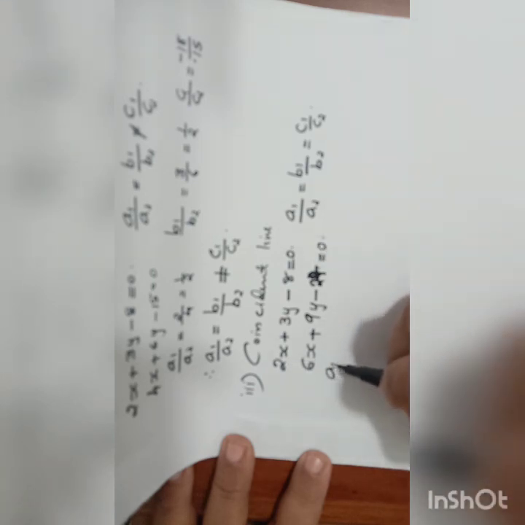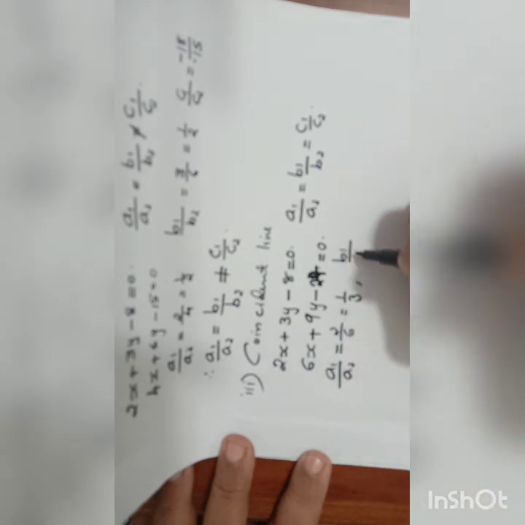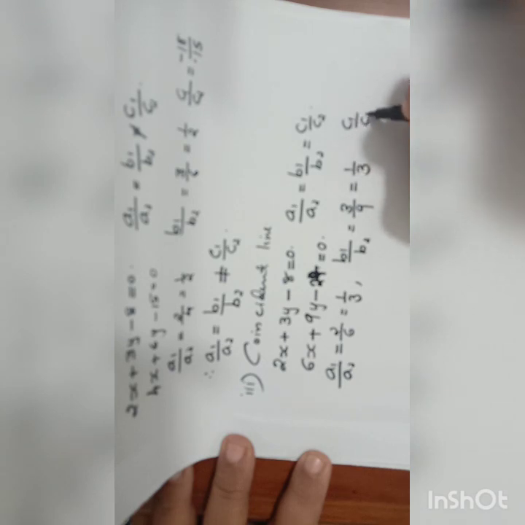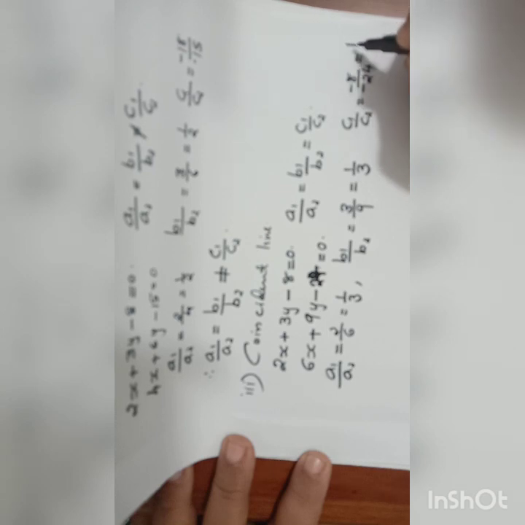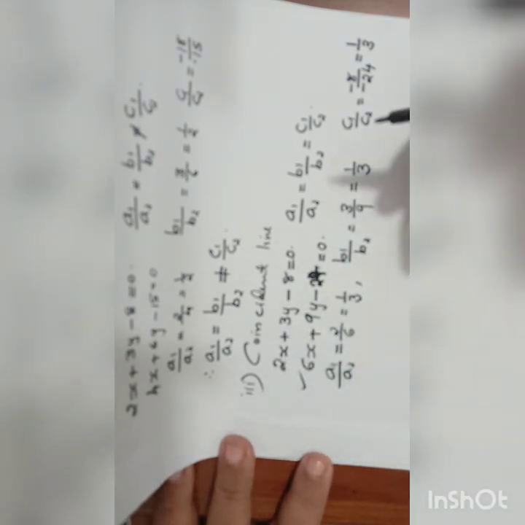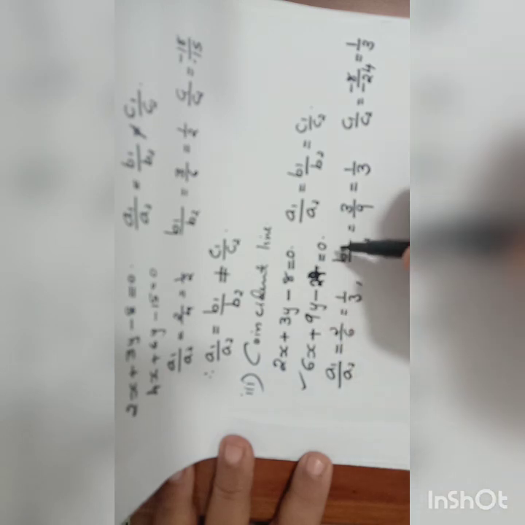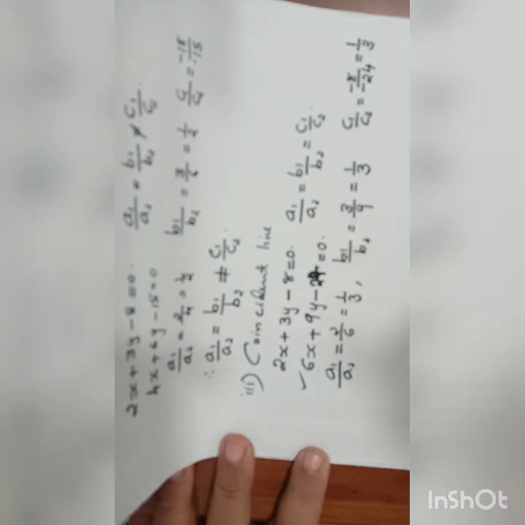So here you can see a1 by a2 is equal to 2 by 6 equal to 1 by 3. b1 by b2 is equal to 3 by 9 equal to 1 by 3 again. c1 by c2 is negative 8 by negative 24, 8 one time, 8 3 times. So we are getting 1 by 3. All the three are equal. So this is our answer for coincident line: 6x plus 9y minus 24 equal to 0.